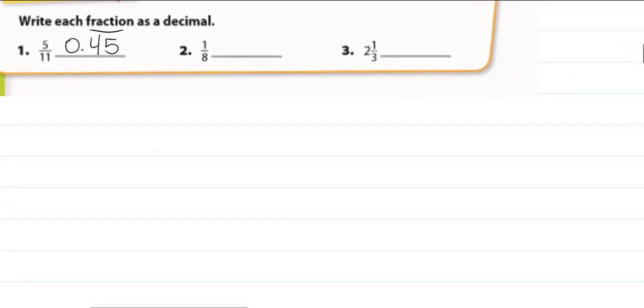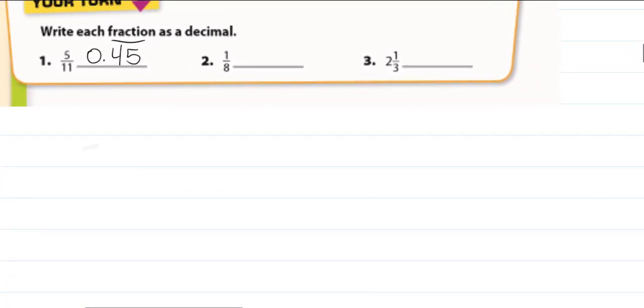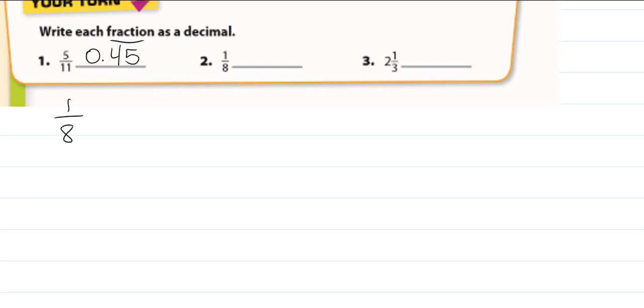All right, 1/8. So if you haven't done this one, pause it now and do it, and I will do it with you. So 1/8. The numerator on the inside, the denominator on the outside. How many times will 1 come out of 8? Well, it won't. So I'm going to put a 0 and a decimal and add a 0 here.